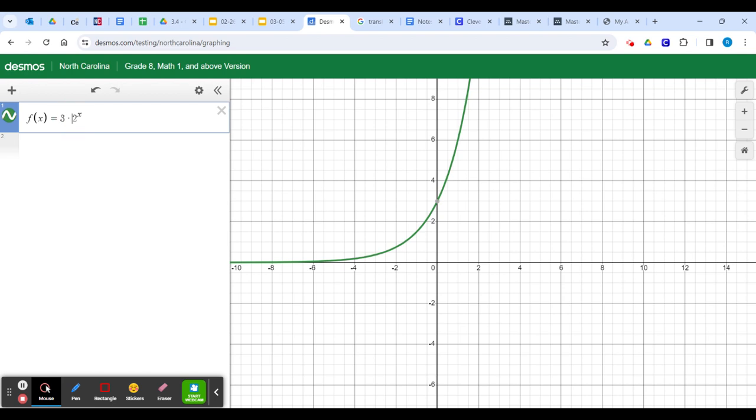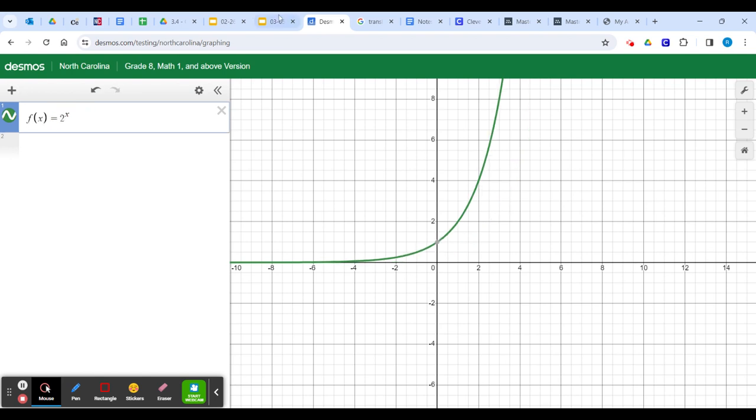If I compare that to what my 2 to the x was, notice how the graph takes a slightly slimmer shape. If I change that to a 1/3, now my graph takes a wider shape.